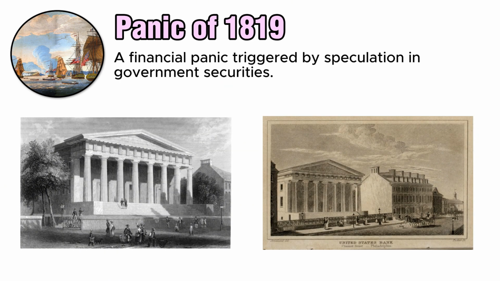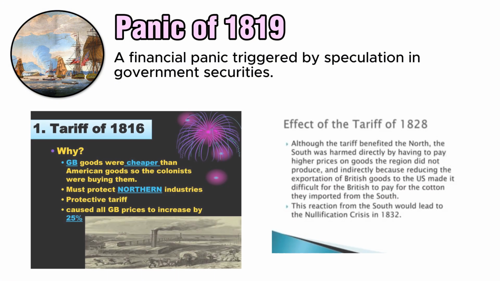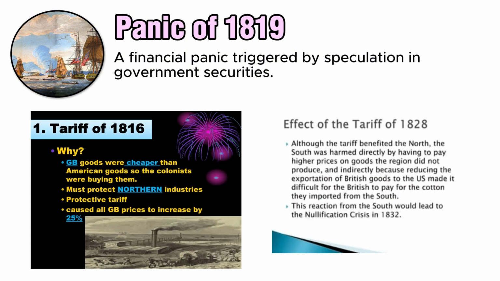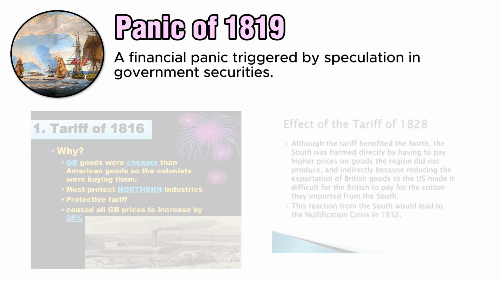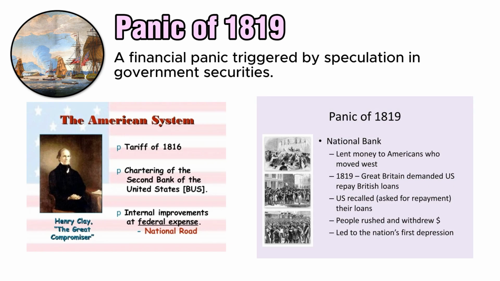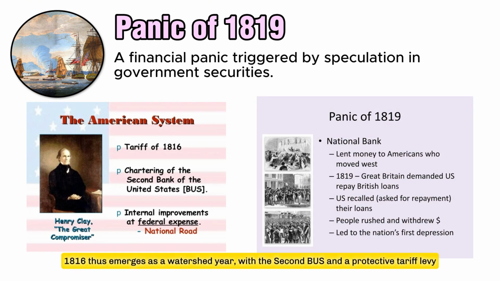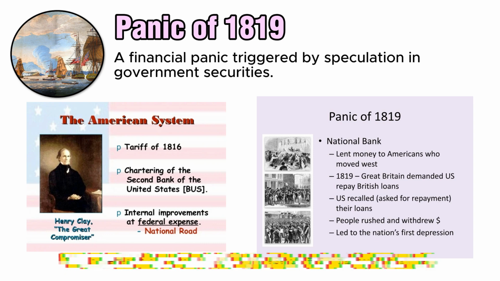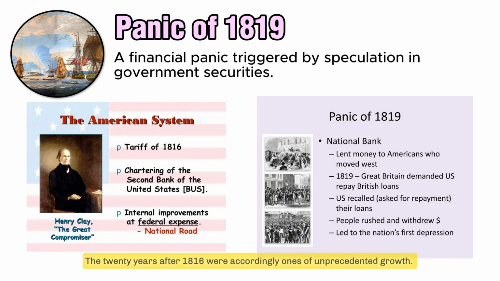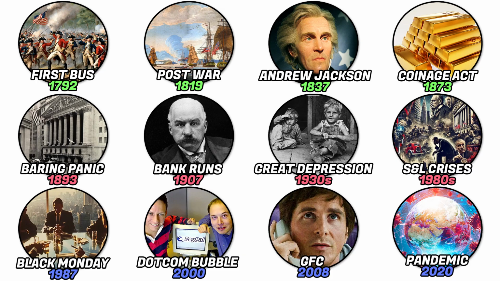In the aftermath of the War of 1812, the first truly protective tariff, the Tariff of 1816, was passed. This inaugurated a tendency for further protectionism that lasted until 1833, in the midst of the Jackson years. 1816 thus emerged as a watershed year, with a second BUS and a protective tariff levy going through in the same year. The 20 years after 1816 were accordingly ones of unprecedented growth.